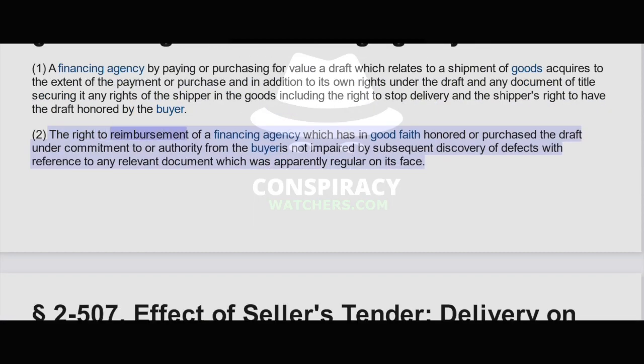The right to reimbursement of a financing agency which has in good faith honored or purchased the draft under commitment to or authority from the buyer is not impaired by subsequent discovery of defects with reference to any relevant document which was apparently regular on its face.